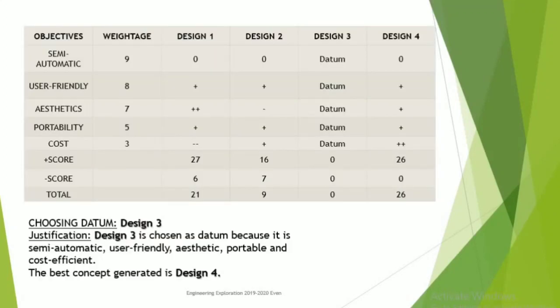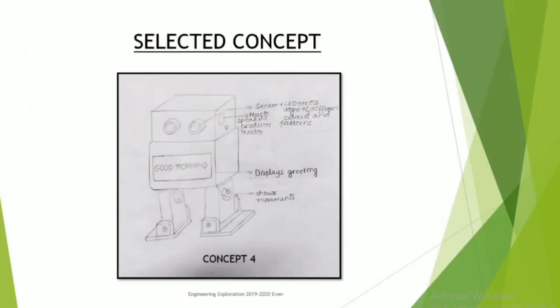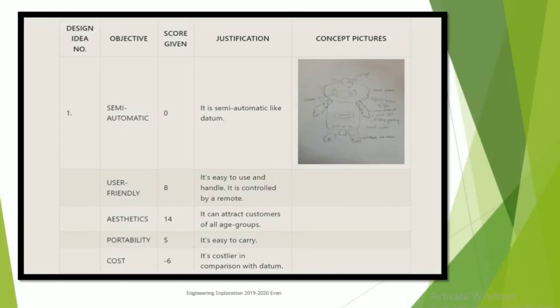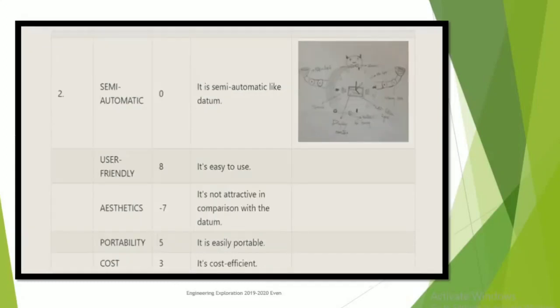The Pugh chart provides us the information on which design was the most effective one. So we chose design 4 as the selected design. The selected concept for our project is concept number 4. These are the scores and justification given to various concepts.